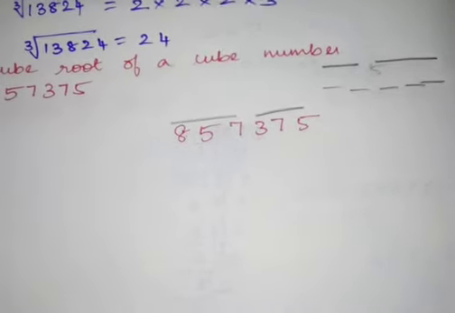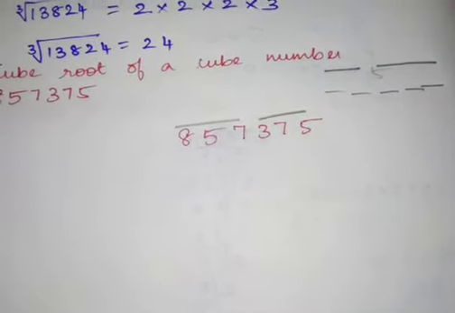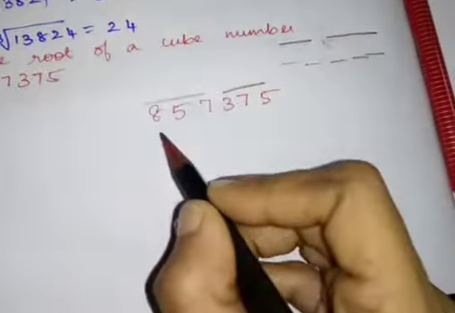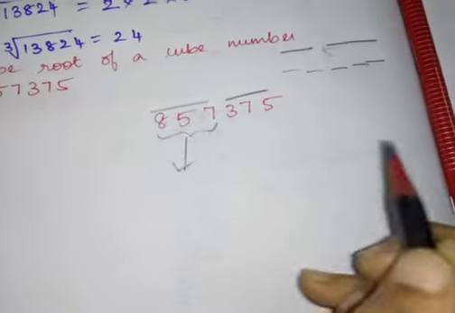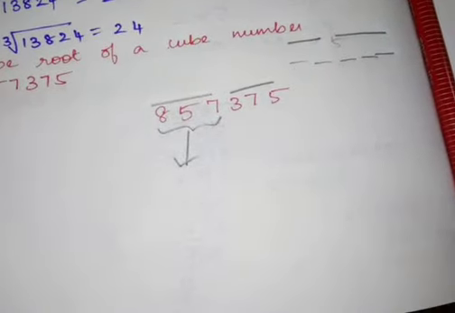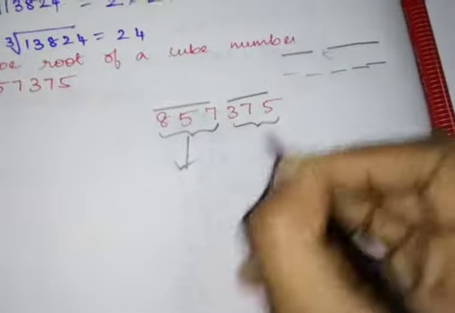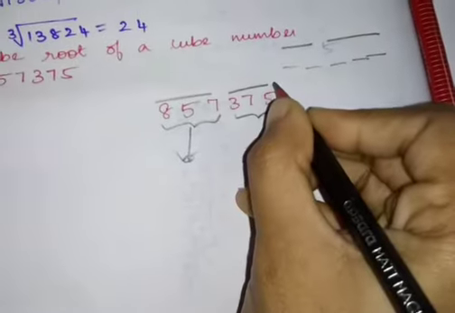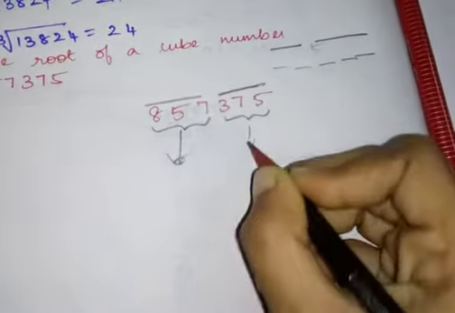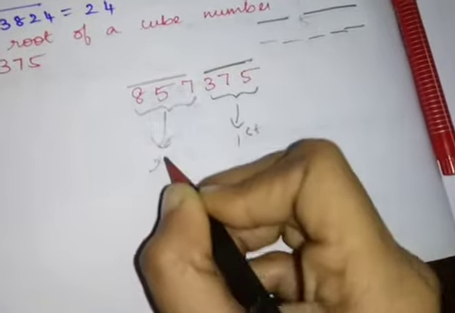That's all. Now you should start with the first group. Always start with your first group. In this first group, actually this is your first group, right? Because you are marking it from the rightmost corner. So this is your first group, this is your second group.